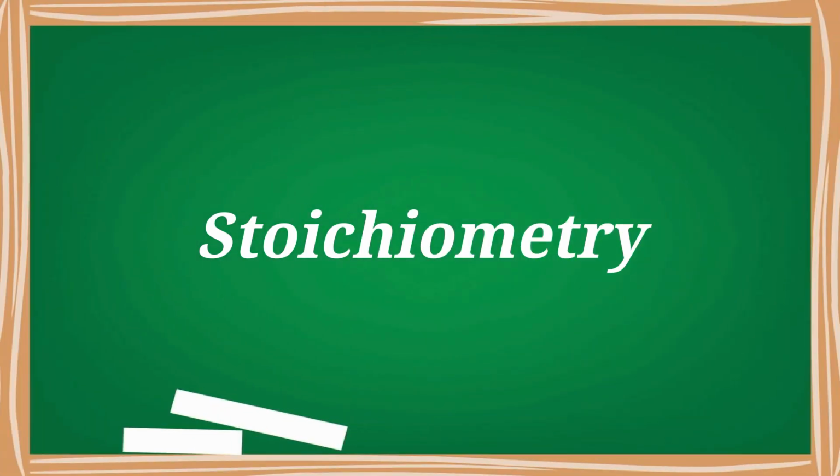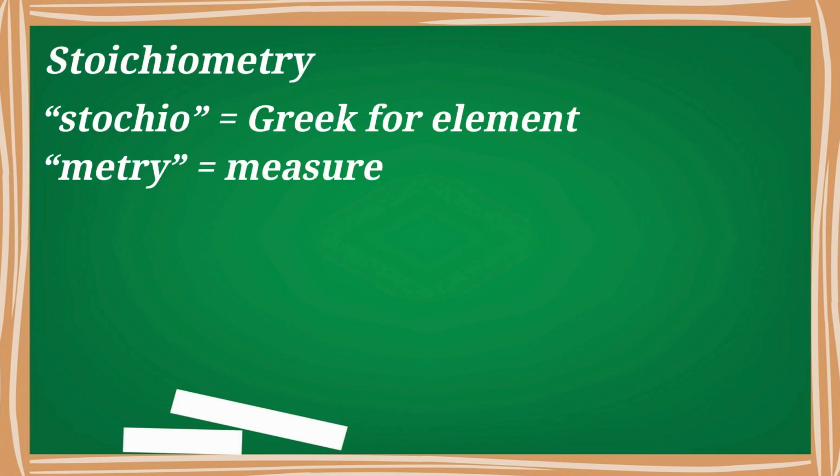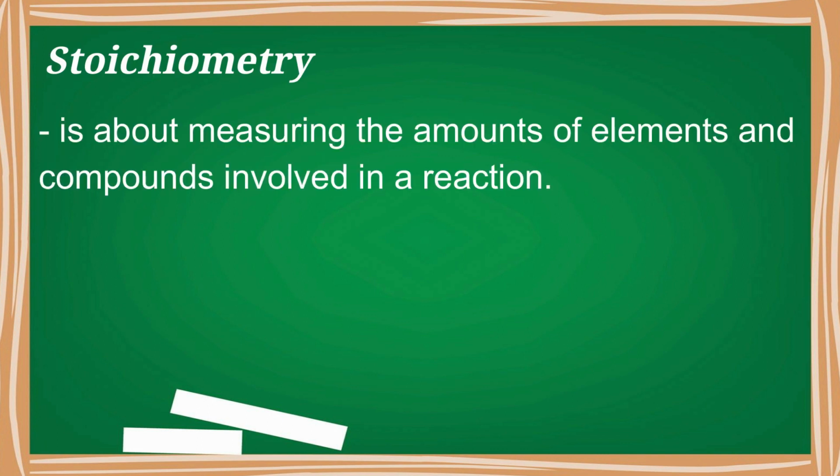Let us first define the meaning of stoichiometry. Stoichiometry is derived from the Greek words stoichio, which means element, and metry, which means measure. Stoichiometry is about measuring the amounts of elements and compounds involved in a reaction, which means it involves looking at chemical reactions and making measurements about reactants and products. Stoichiometry is quantitative in nature, which means we will be determining amounts of substances present.